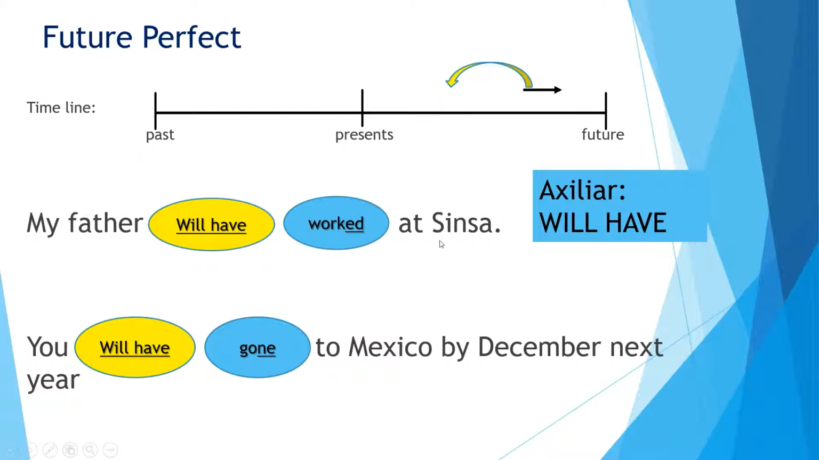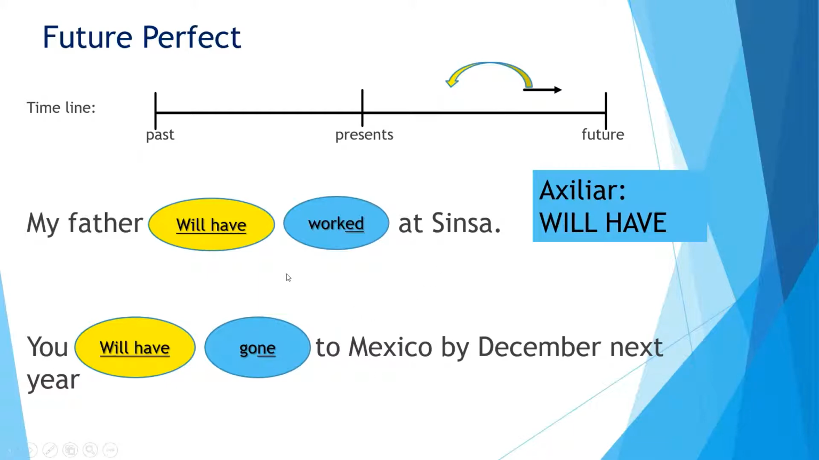So mi padre habrá trabajado, right? Habrá trabajado en Cinza. Tal vez para el próximo año o en 5 años él ya habrá hecho eso. Entonces usamos el futuro perfecto para hablar de una acción que en este futuro ya va a haber terminado con anterioridad. No quiero decir que la voy a hacer ni que la voy a estar haciendo, sino que ya la habré terminado y ya no va a continuar, ahí terminó. ¿Okay? Entonces es en el futuro, pero la habré terminado con anterioridad. ¿Okay? En ese futuro. ¿Okay?